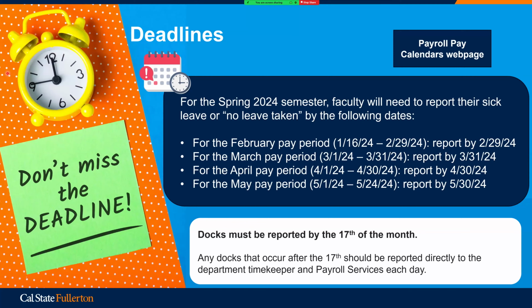And do remember that academic year classifications report absences only during the fall and spring semesters. So you will need to refer to the academic pay calendar. Faculty who are in 12-month classifications, some department chairs are like this, will need to report absences year-round, including summer and winter breaks. So the 12-month classification folks will want to look at the main attendance and pay schedule. We'll go over docks in more detail later in this training, but docks must be reported by the 17th of the month. Any docks that occur after the 17th should be reported directly to the department timekeeper and payroll services each day.